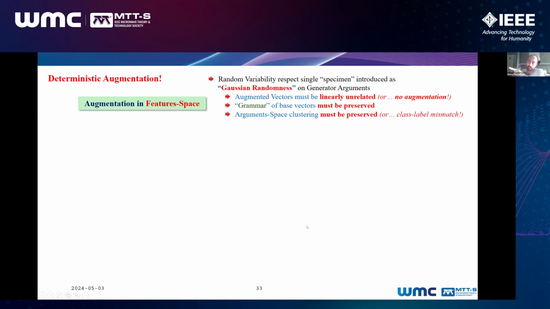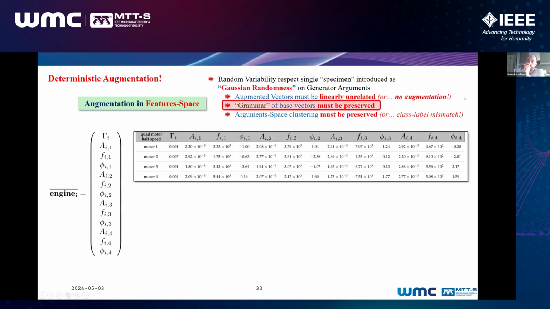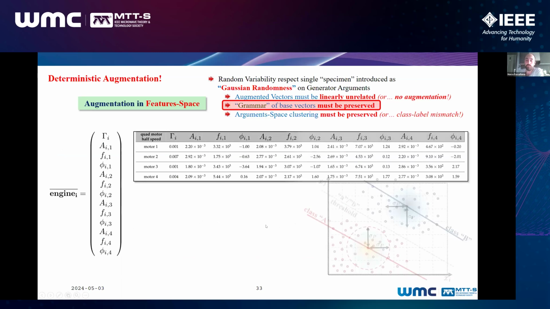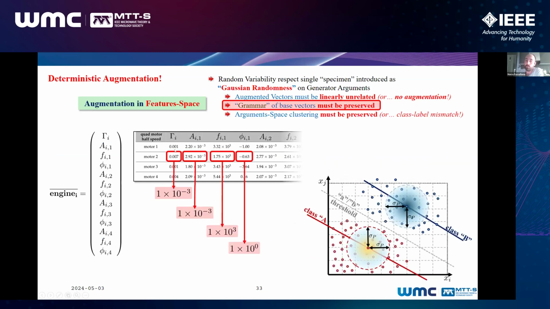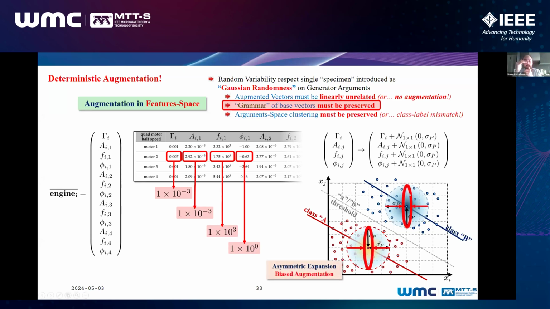But the grammar must be preserved. It means that the relation between parameters is not casual, it's not random. There are orders of magnitude between terms. If I am going to expand on this space, I can't put the same amount of noise on the radar cross-section, the amplitude, and the frequency. If I just add the noise straight, I would simply reshape the expansion, because I would compress a part of the domain, getting a biased augmentation.